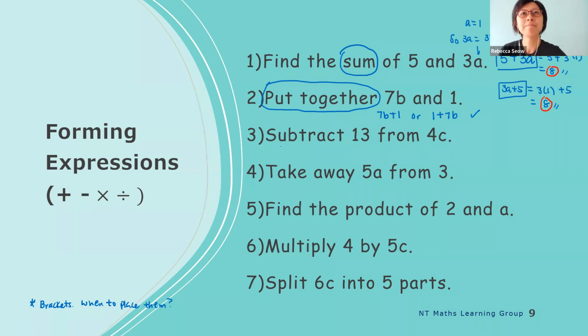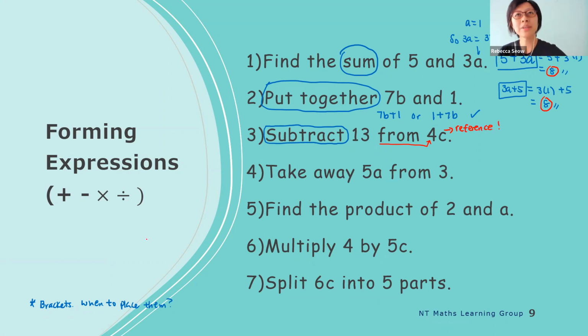Now, third question: subtract 13 from 4c. Is it 13 minus 4c? No, you take 4c minus 13. Which one is correct? For subtraction, it's a bit tricky. We need to know where the reference point is, the start point. The start point always comes from what is mentioned. So from 4c. 4c is your start point, your reference point.